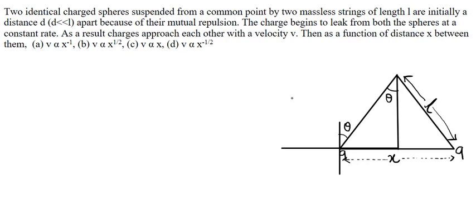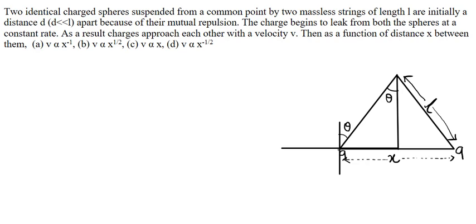Then, as a function of distance x between them, v is proportional to x to the power minus 1, or v is proportional to x to the power half, or x to the power minus half. These are the four options. Now here, see the figure.